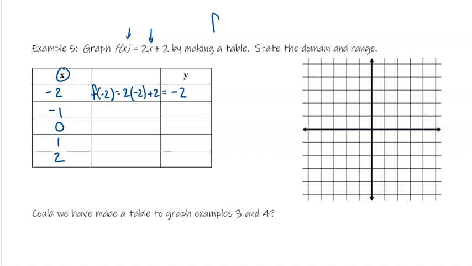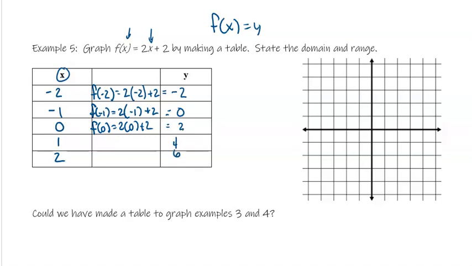So f of x just equals a y. So when you see that, that's all that means. So f of -1 equals 2 times -1 plus 2. F just means the function of. So this equals 0. This is f of 0 equals 2 times 0 plus 2. So this equals 2. And then we get 4, and then we get 6.